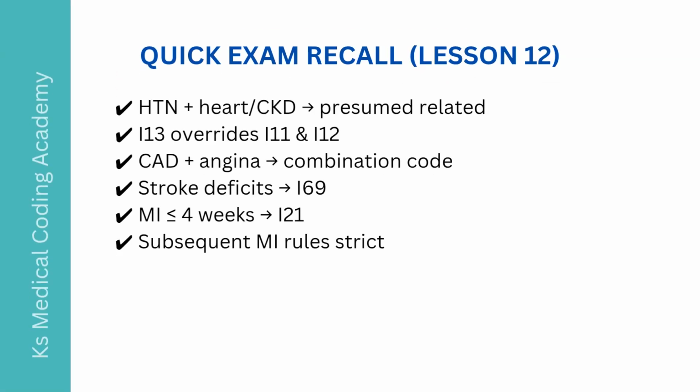Quick exam recall. Remember these key points. Hypertension with heart or kidney disease is presumed related. I13 replaces I11 and I12. CAD with angina uses combination codes. Stroke deficits are coded with I69. MI within 4 weeks uses I21. Subsequent MI rules are strict.